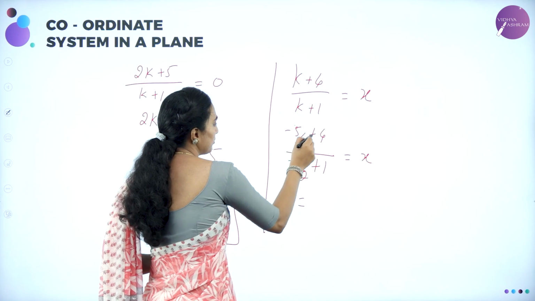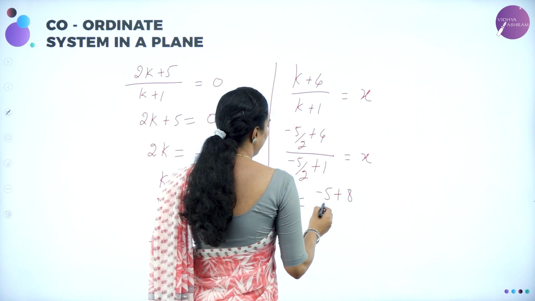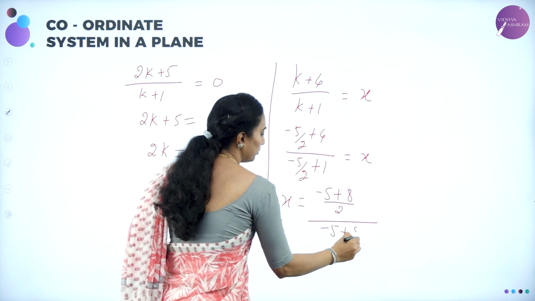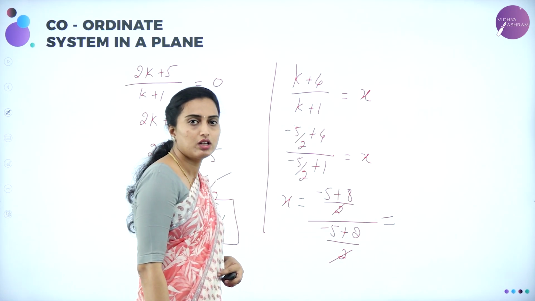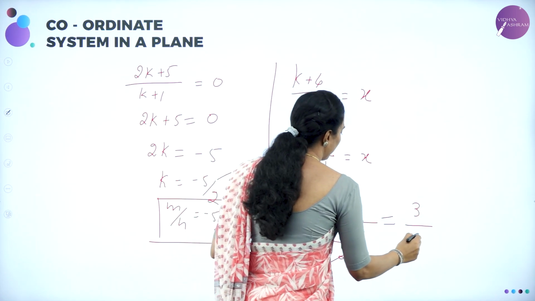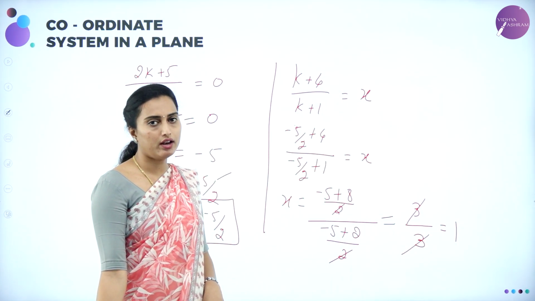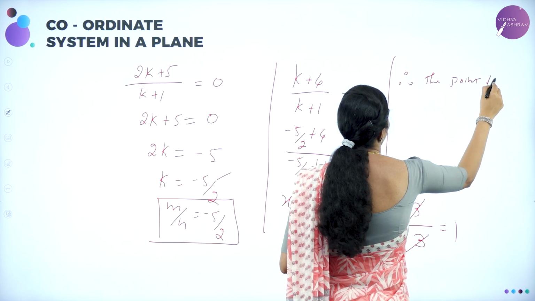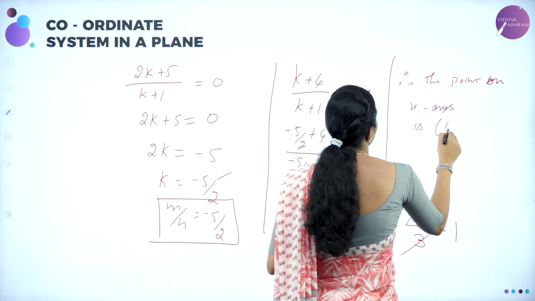2 is the LCM, and 2 fours are 8. So minus 5 plus 8 divided by 2, whole over minus 5 plus 2 ones are 2, divided by 2. The 2 will get cancelled. You are left with minus 5 plus 8, which is 3, divided by minus 5 plus 2, which is 3. So the 3 will get cancelled, and you remain with the answer 1. Therefore, the x coordinate is 1. The y coordinate is 0. Therefore, the point on the x-axis is 1, 0.